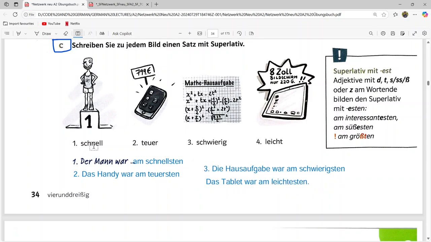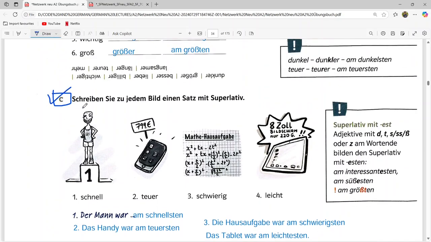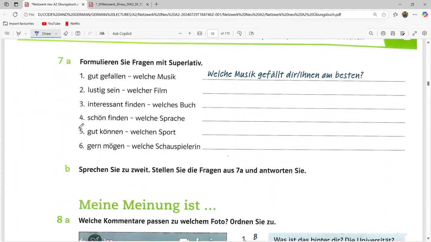The man was the fastest. Der Mann war am schnellsten. The smartphone is most expensive. Das Handy war am teuersten. The math homework was most difficult. Die Hausaufgabe war am schwierigsten. The tablet was the lightest. Das Tablet war am leichtesten. Okay, so in this way we also completed this task. So we move on to the next task.